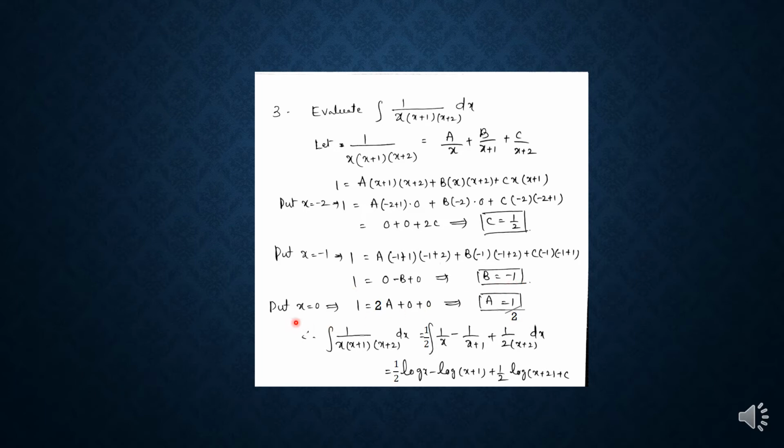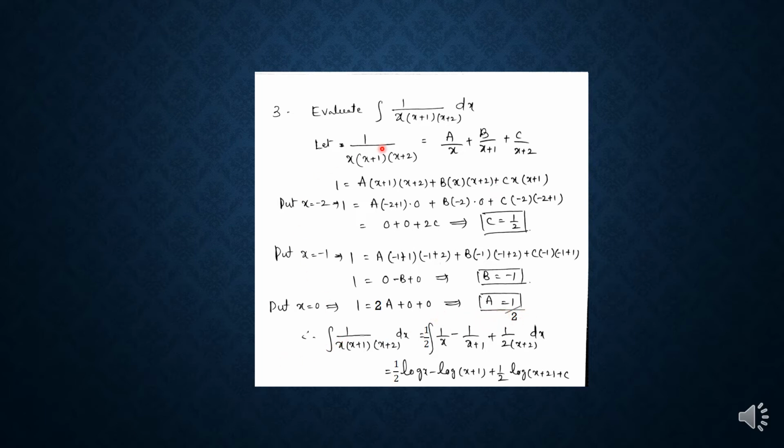Now this time put x is equal to 0. That is 1 is equal to a into 0 plus 1 into 0 plus 2. That is 2 into 1, 2a. 2a plus this term becomes 0, plus this term becomes 0. 2a is equal to 1, which means a is equal to 1 by 2.